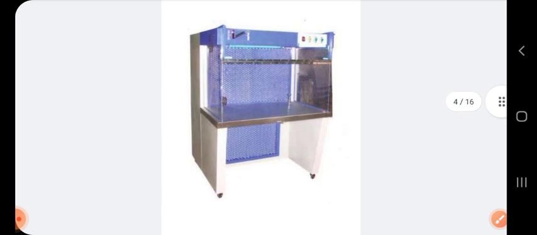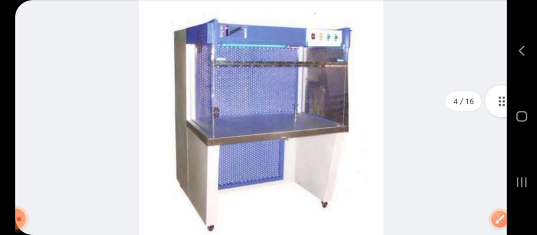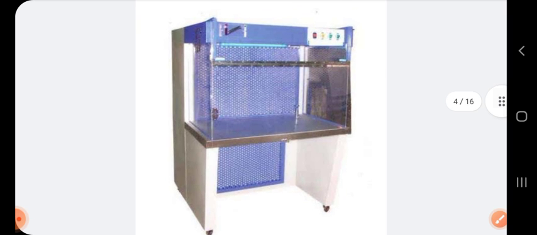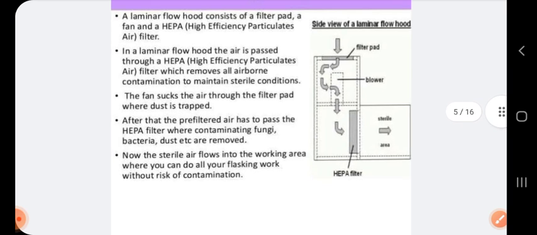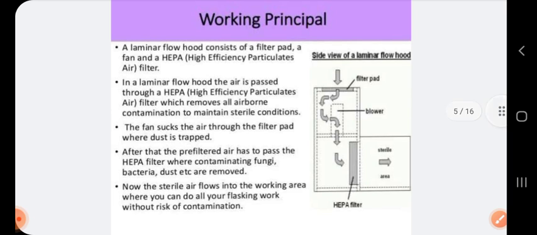Then you all know the picture of the laminar airflow, it looks like this. Now there are different grades of laminar airflow, level 1, level 2, level 3, okay, depending on what type of culture you are going to perform here, okay. Now, this is the working principle of laminar airflow.